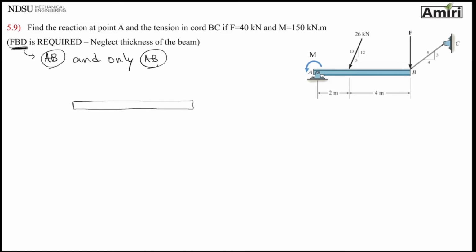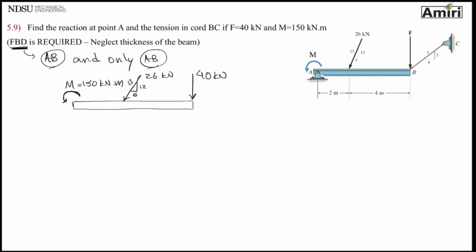Step 2 is active forces, or active loading, I should say, to be 100% correct. I have a moment of 150 kilonewton meters. I have a force of 26 kilonewtons at 12, 5, 13. I have a force of 40 kilonewtons. These are my active forces.